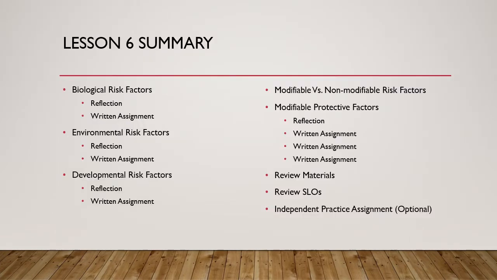Here is a summary of lesson 6. This is what we're going to be covering and in what order for this lecture. The first thing we're going to look at are biological risk factors for substance use disorder. After we look at those, there's going to be a reflection and a written assignment. Then we'll move on to environmental risk factors. There'll be a reflection and a written assignment associated with those as well. Third, we will look at developmental risk factors and then do a reflection and written assignment. Then we'll touch on modifiable versus non-modifiable risk factors. What are the differences? And we'll give some examples of those.